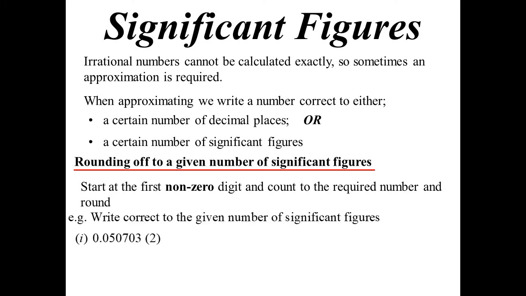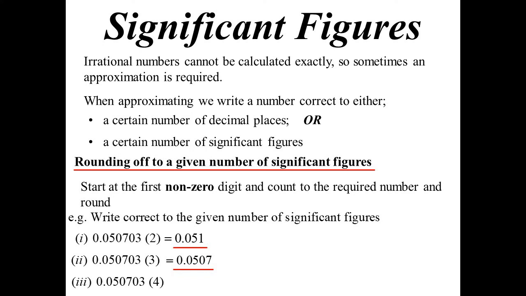So, 0.050703 to 2 significant figures. Well, the first number there that's not 0 is the 5. So I'll start counting: 50, round off, there is 0.051. To 3 significant figures, 507, round off, 507. To 4 significant figures, it becomes 0.05070. That 0 is very important when we're talking about significant figures.